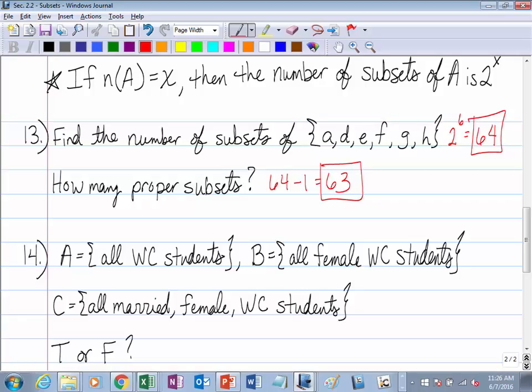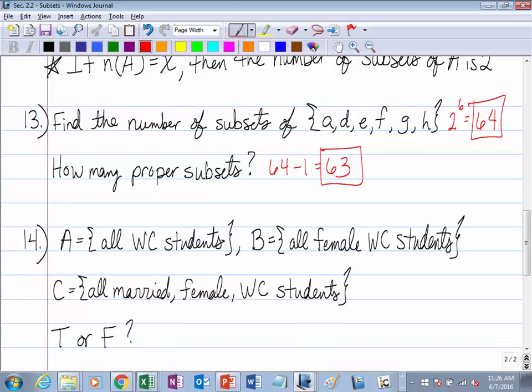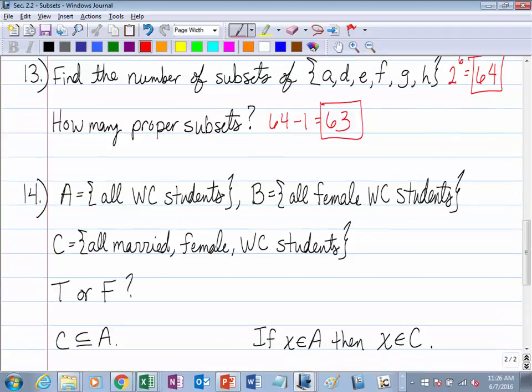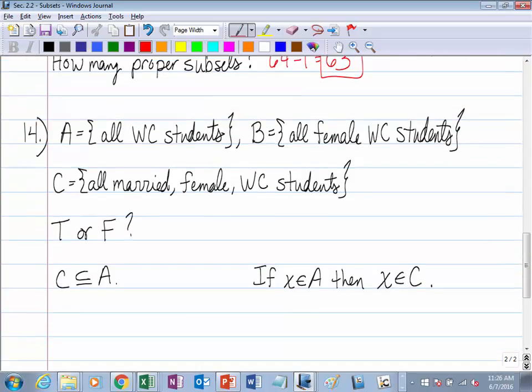So let's see. Number 14. A is a set of all WC students. B is a set of all female WC students. C is a set of all married female WC students. So true or false. C is a subset of A. True.